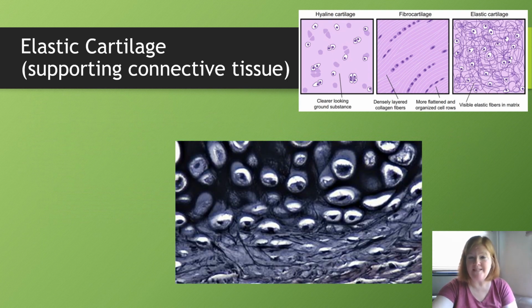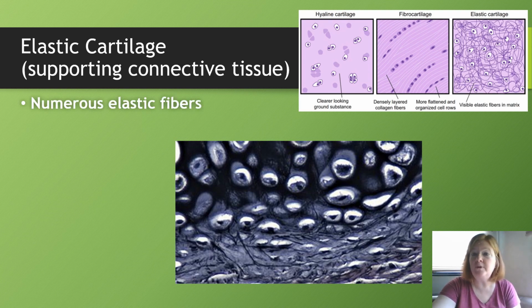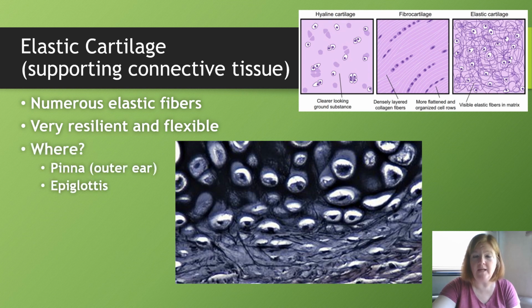Then we have elastic cartilage. So again, that spaceship-y look. It has numerous elastic fibers. That should make sense. It's very resilient and flexible. And it's found in the pinna, your outer ear, and also the epiglottis, that flap that covers your trachea when you swallow.